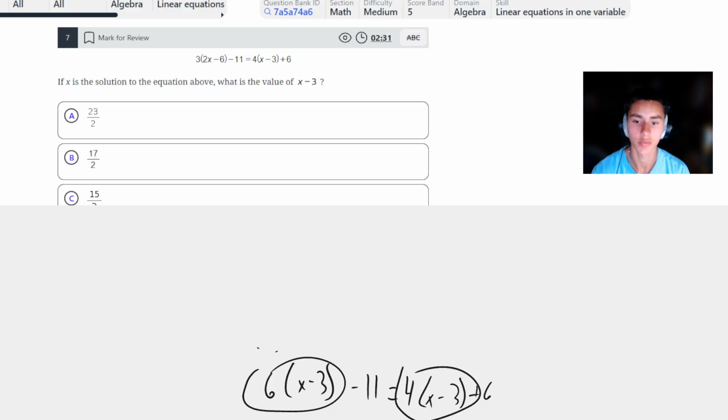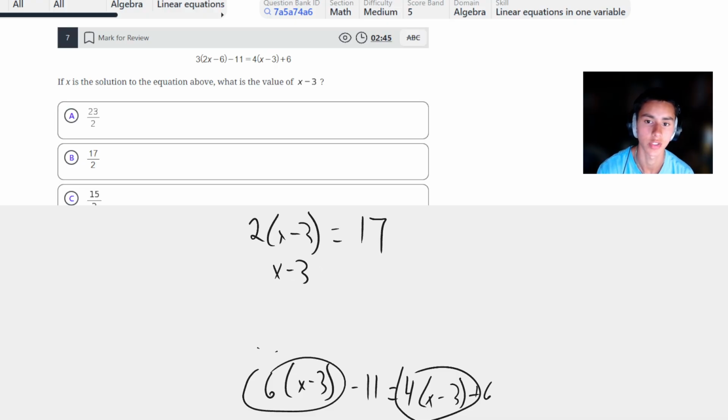So by doing that, we would get 2 times x minus 3, and then we could add 11 on both sides. That would be 6 plus 11, 17. Now we have 2 times x minus 3 equals 17. We could divide both sides by 2 and get our answer just like that. So it'd be 17 over 2. That's the answer.